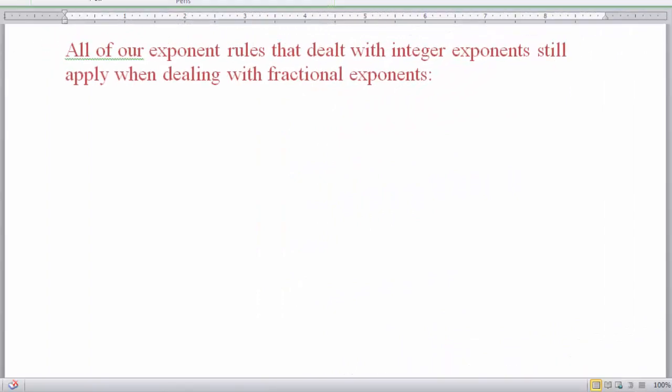Now, as it turns out, which you would pretty much expect, because math always works out nicely like this, right? Every exponent rule that we dealt with prior to radicals that just had integer exponents is still going to apply when dealing with fractional exponents and thus radicals, right? Which we'll see in a second.